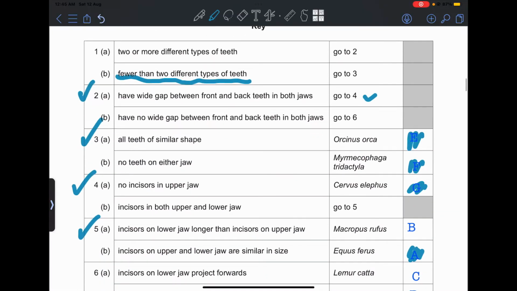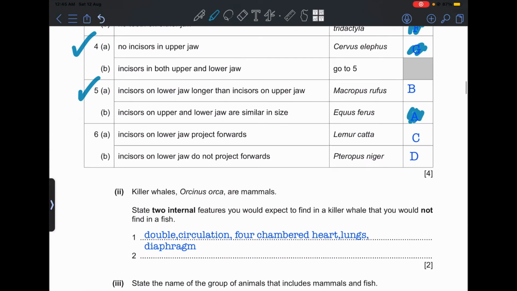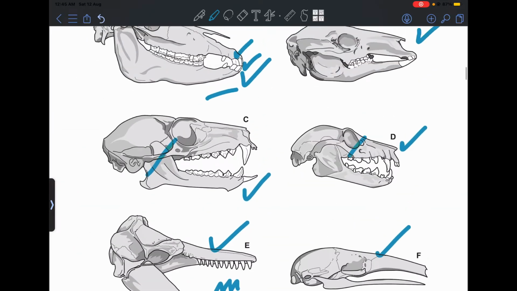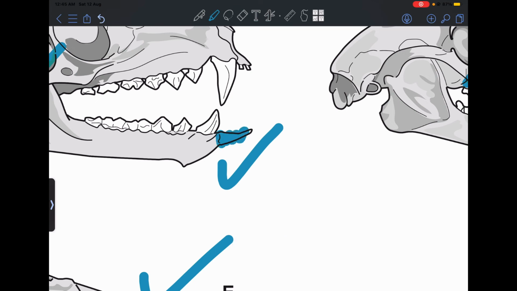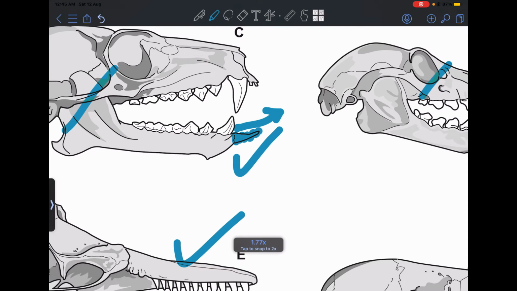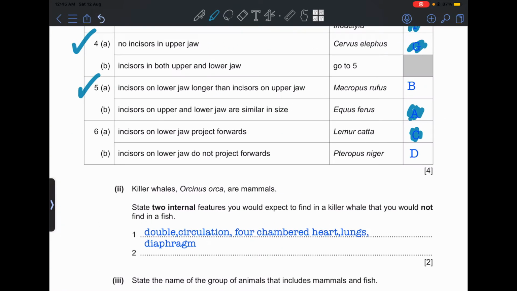So let's see. It says go to 6. Incisors on lower jaw project forwards. So this is actually matching the description of C. I can see over here that there's this one incisor that is pointing forwards like this. So this is going to be C.